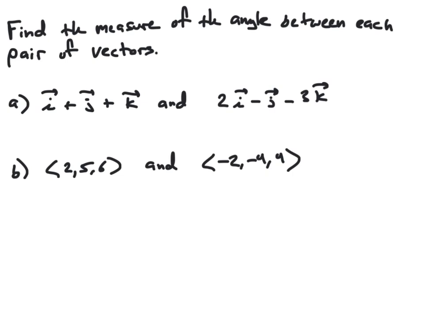In this example, we want to find the measure of the angle between each pair of vectors. First, we have the vectors i plus j plus k and 2i minus j minus 3k. And then we have the vectors in component form given as (2, 5, 6) and (-2, -4, 4).